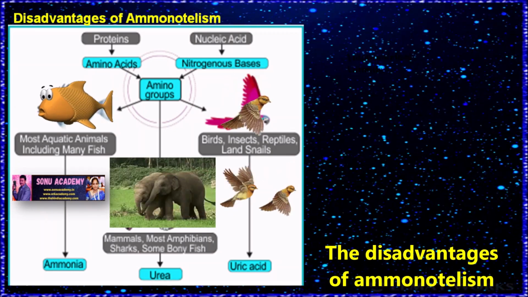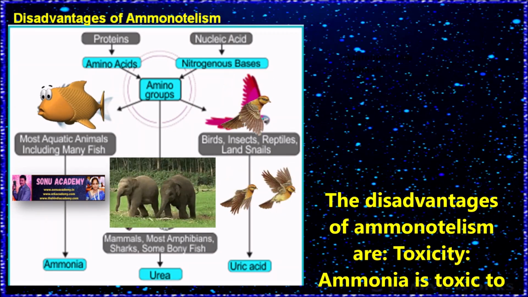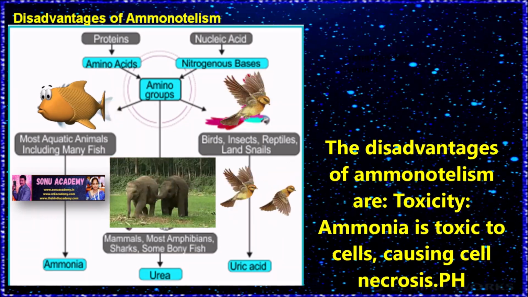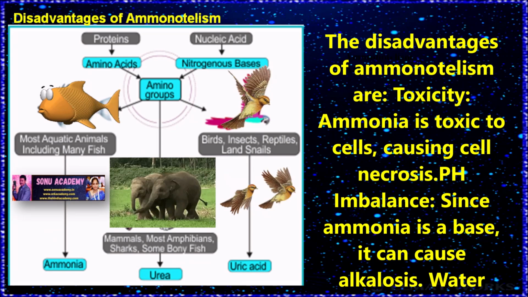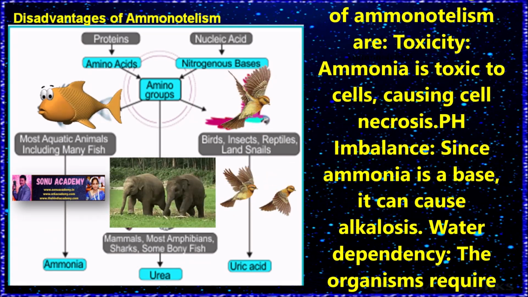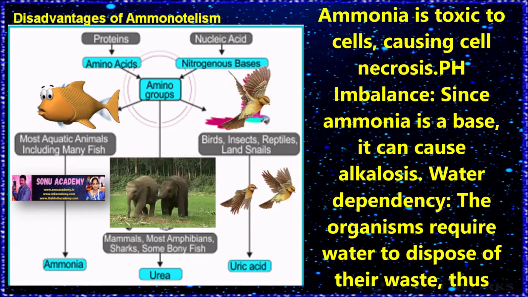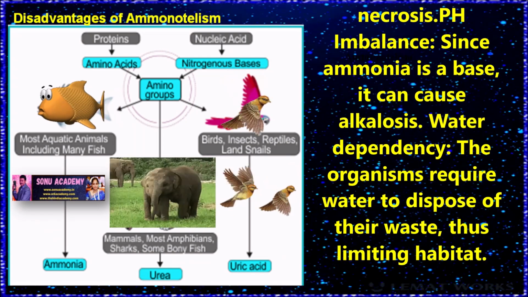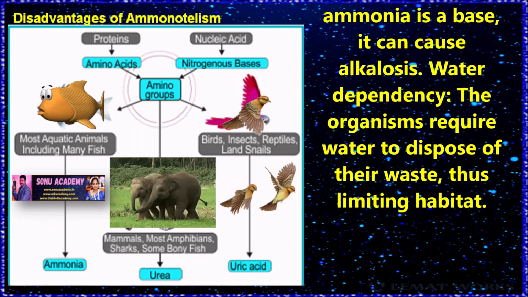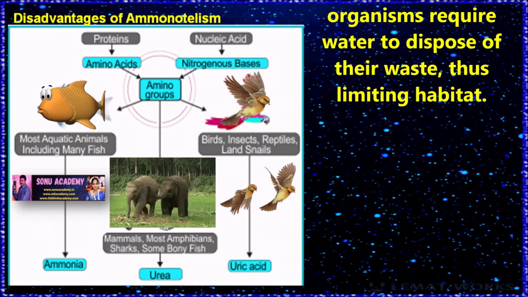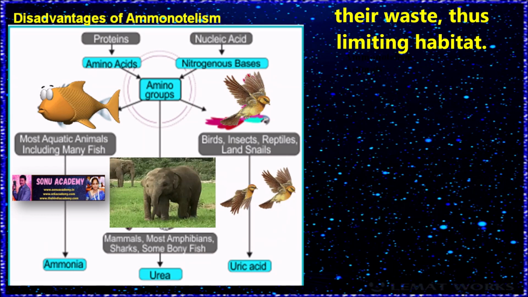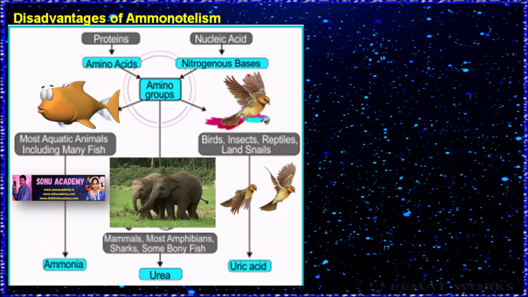Children, now let us discuss the disadvantages of ammonotelism. The disadvantages of ammonotelism are toxicity. Ammonia is toxic to the cells, causing cell necrosis. Now let us come to pH imbalance. Since ammonia is a base, it can cause alkalosis. Water dependency: the organisms require water to dispose of their waste, thus limiting habitat.